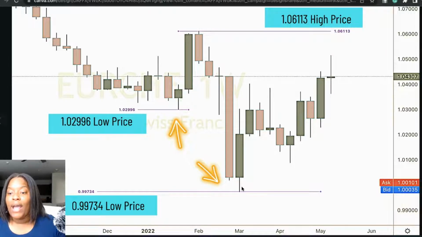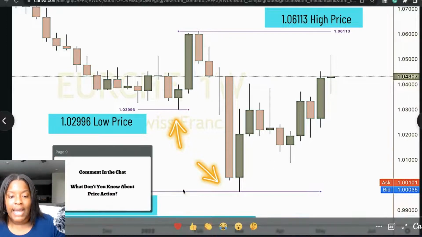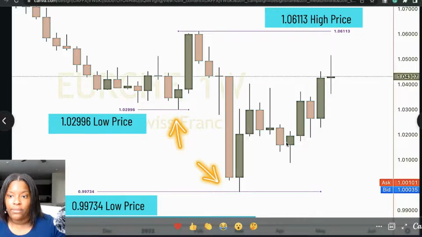Okay, and what happened was, as a collective, y'all see how price is getting away from 99 cents, or a dollar Swiss franc? It's getting away from the exchange rate. Are you the buyer or are you the seller as a trader?